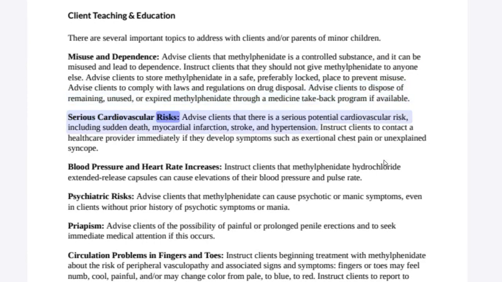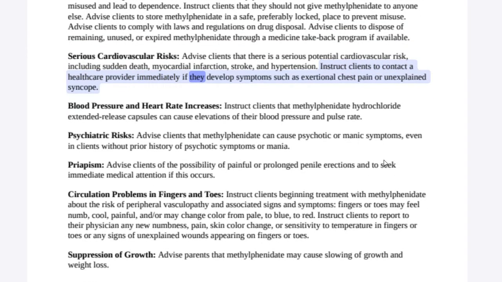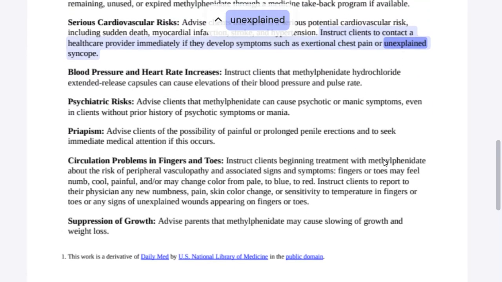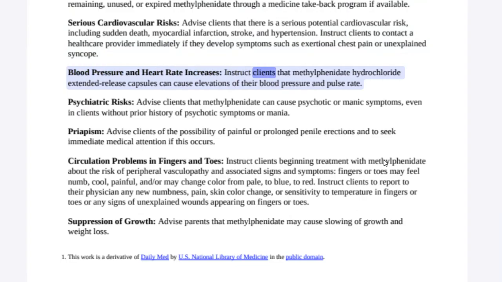Serious cardiovascular risks. Advise clients that there is a serious potential cardiovascular risk, including sudden death, myocardial infarction, stroke, and hypertension. Instruct clients to contact a healthcare provider immediately if they develop symptoms such as exertional chest pain or unexplained syncope. Blood pressure and heart rate increases. Instruct clients that methylphenidate hydrochloride extended-release capsules can cause elevations of their blood pressure and pulse rate. Psychiatric risks. Advise clients that methylphenidate can cause psychotic or manic symptoms, even in clients without prior history of psychotic symptoms or mania. Priapism. Advise clients of the possibility of painful or prolonged penile erections and to seek immediate medical attention if this occurs.